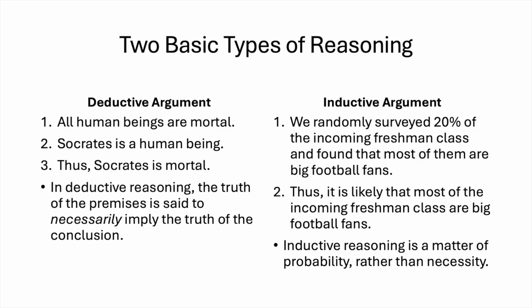And so again, we've got the classic example of a deductive argument. All human beings are mortal. Socrates is a human being, so Socrates is mortal. And then on the right-hand side, we've got the inductive argument. We randomly surveyed 20% of the incoming freshman class and found that most of them are big football fans. Thus, it's likely that most of the incoming freshman class are big football fans. Again, the difference between those two types of arguments is deductive necessity versus inductive probability.